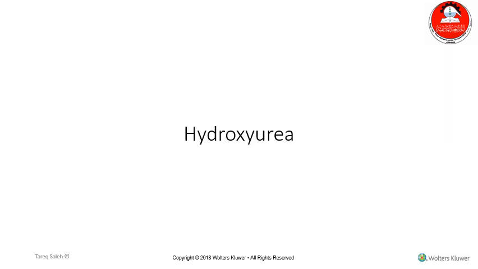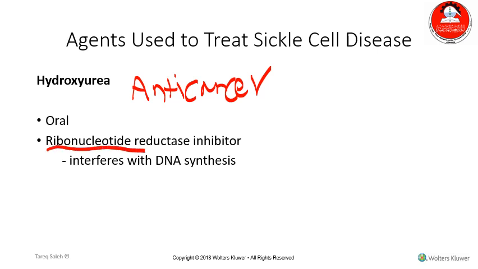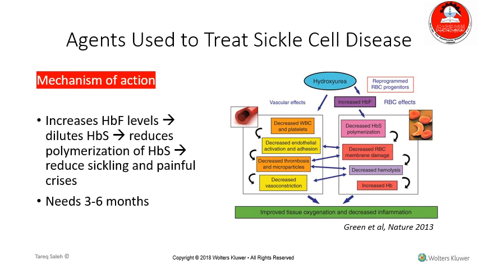Last topic in this presentation is on hydroxyurea. Hydroxyurea is basically an anti-metabolite drug that has been long used for the treatment of cancer. So it's basically an anti-cancer drug, and it exerts that function by inhibiting ribonucleotide reductase, interfering with DNA synthesis in tumor cells. However, we can also use hydroxyurea for the treatment of sickle cell anemia.